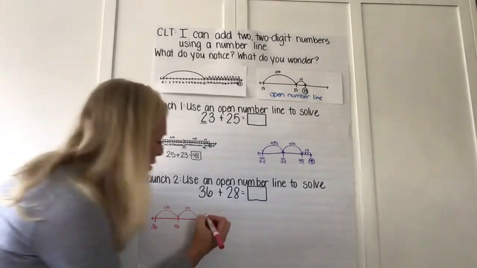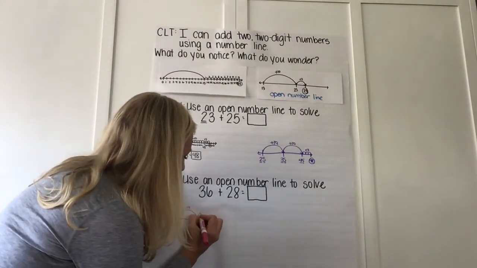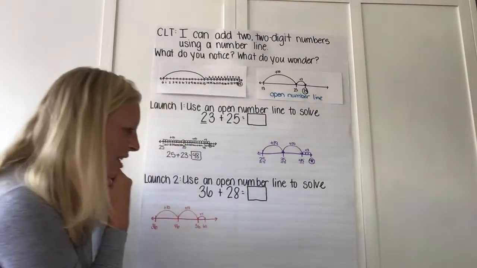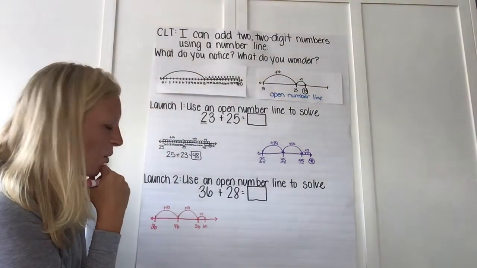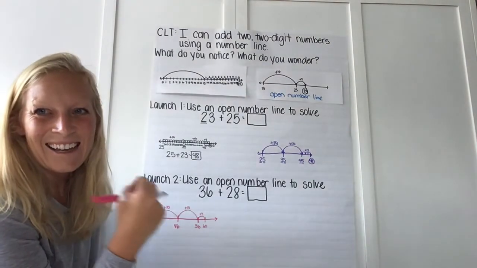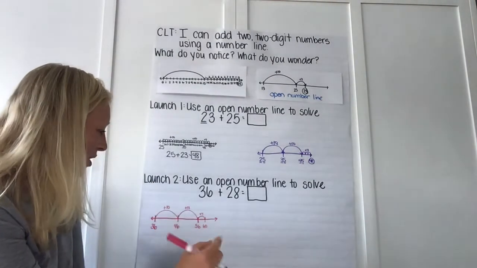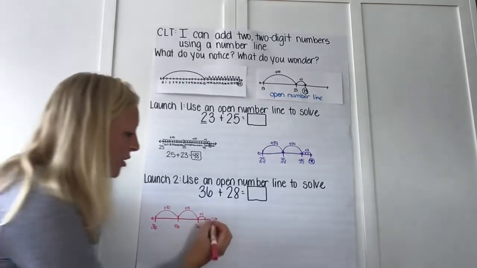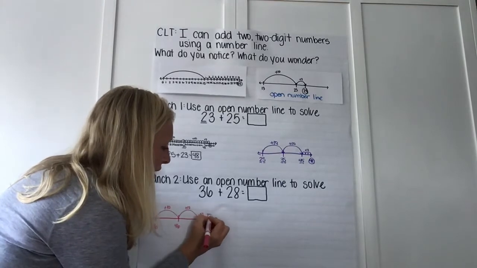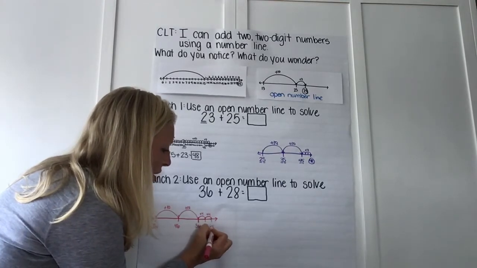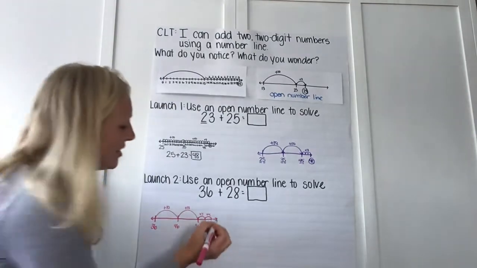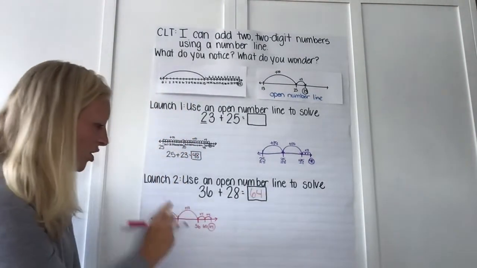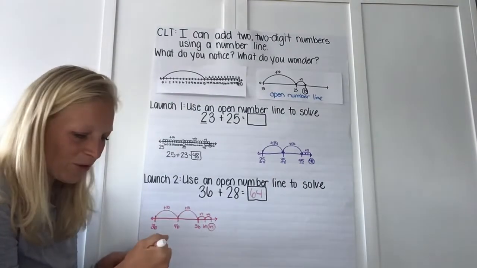Ooh, why did you add 4? Because it got you to 60. And why would you want to get to 60? Because it's that friendly number. So now we've gone 10, 20, 24, and what do we need to do? We need to go 4 more. And when we go 4 more, we land on 64. So when we have our 36 and we add 28, we get to 64.